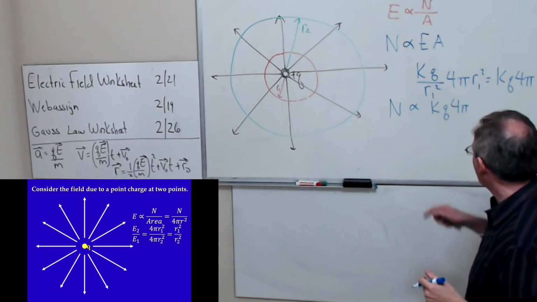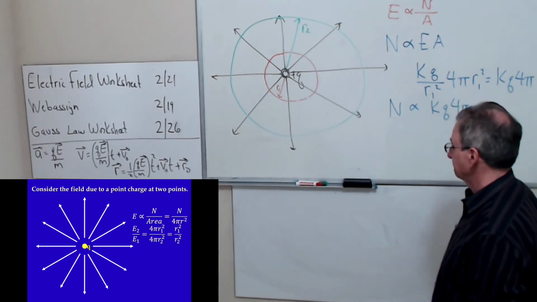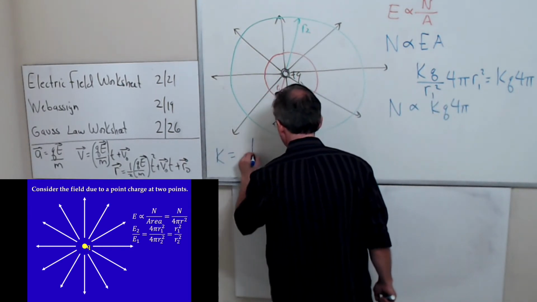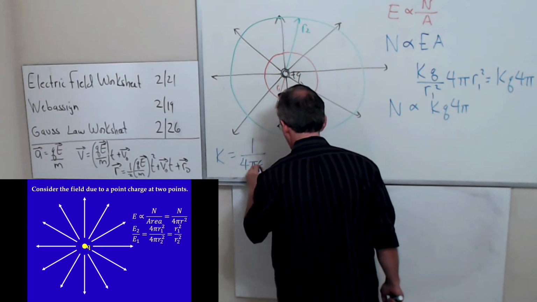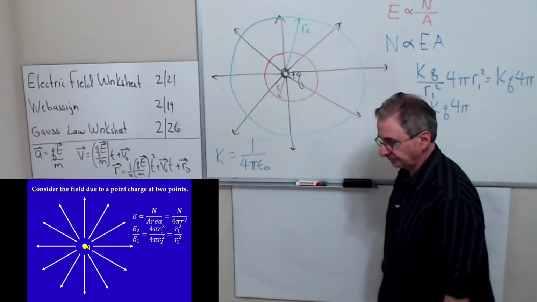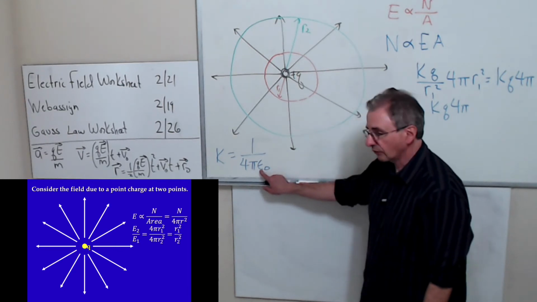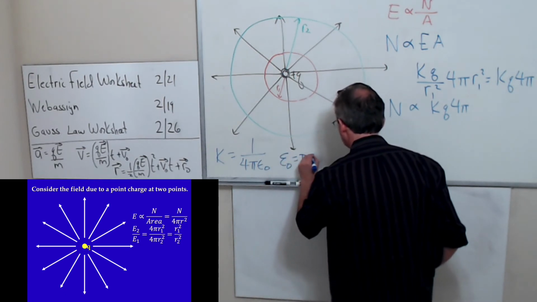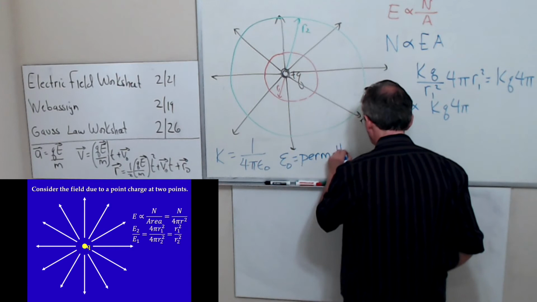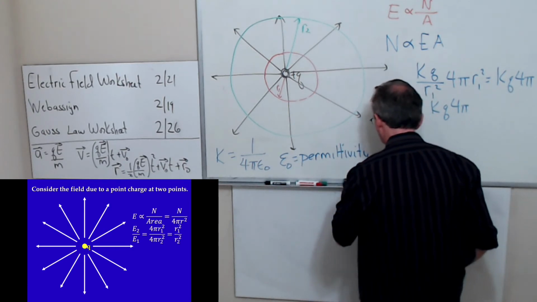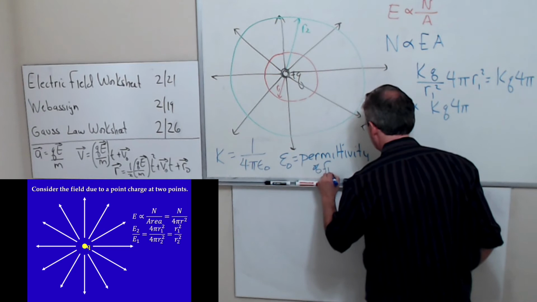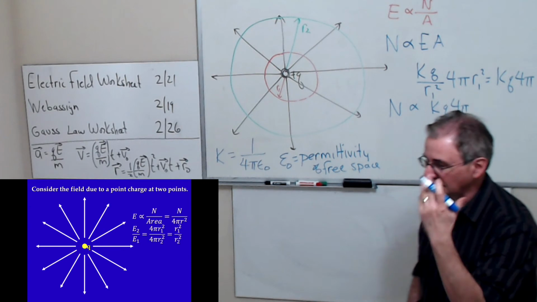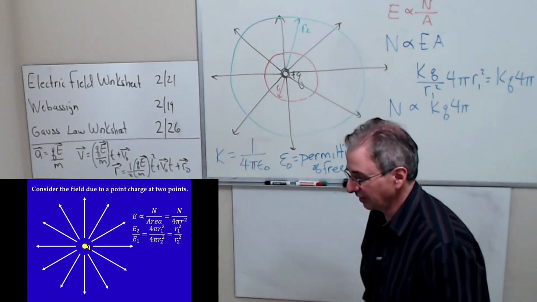Now, there's another way to write K. K can also be written as one over 4 pi epsilon naught. Epsilon naught is the permittivity of free space. The permittivity in a vacuum, because all the problems we're doing right now, we're doing in a vacuum, okay?